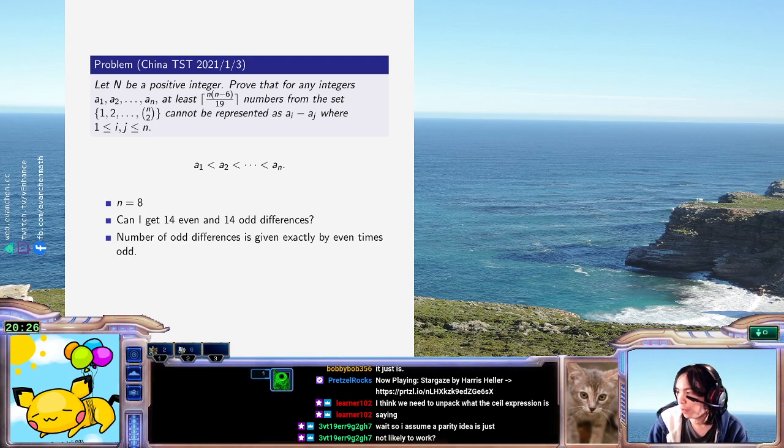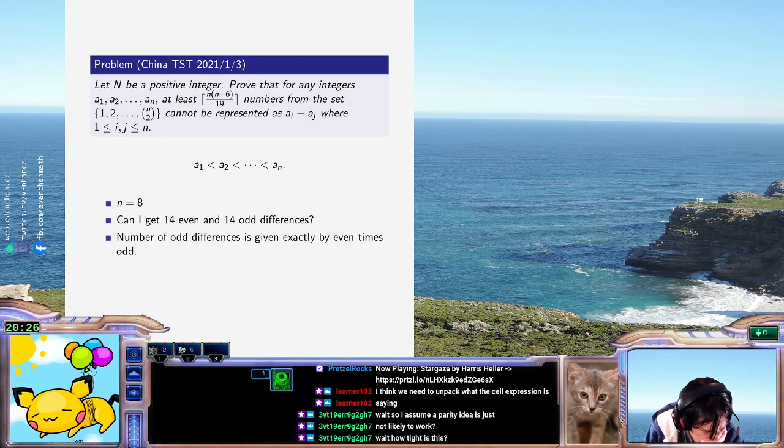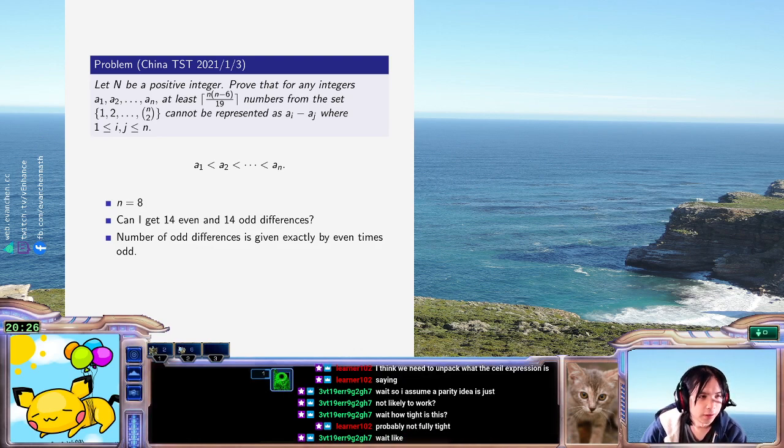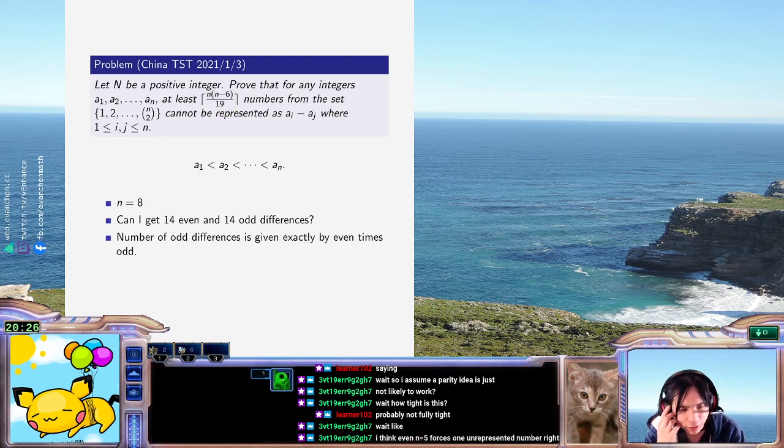In general, I wonder if I can say something about mod, but the error terms you get there will always be off. No, I don't think parity will work. The ceiling doesn't do anything. The ceiling is just there because the number of unrepresentable things is an integer, so you can ignore it. You just want to prove it's at least this thing. The ceiling doesn't matter, even for n equals 5, I think.